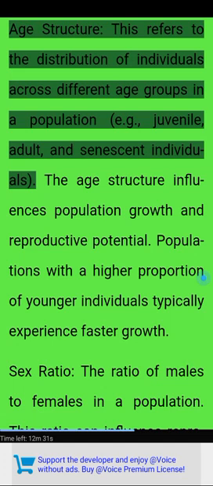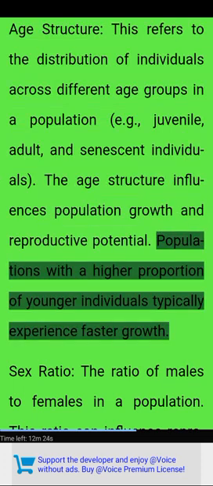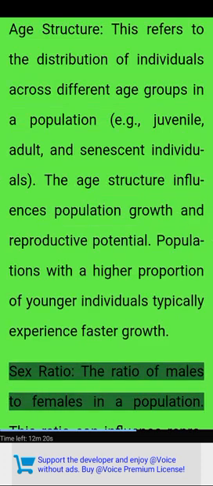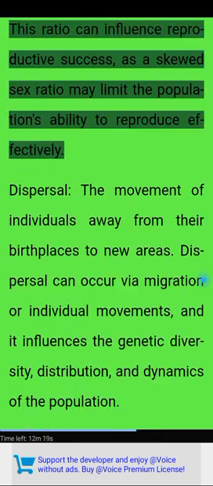Age structure. This refers to the distribution of individuals across different age groups in a population, e.g., juvenile, adult, and senescent individuals. The age structure influences population growth and reproductive potential. Populations with a higher proportion of younger individuals typically experience faster growth. Sex ratio. The ratio of males to females in a population. This ratio can influence reproductive success, as a skewed sex ratio may limit the population's ability to reproduce effectively.